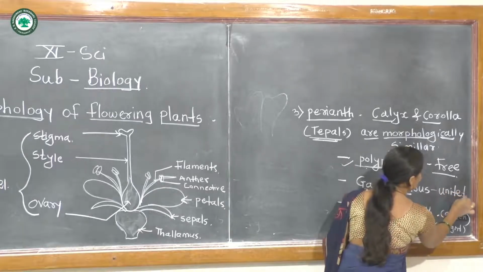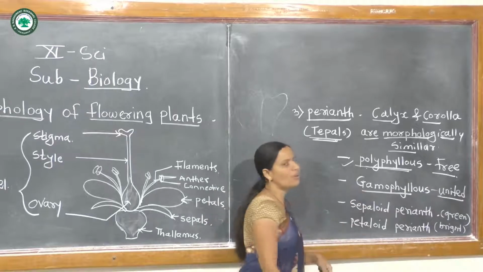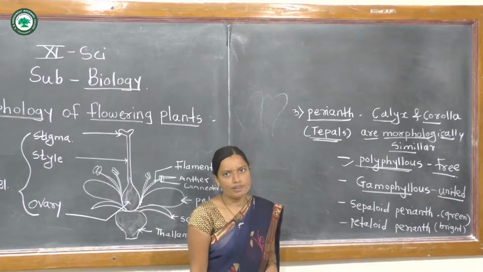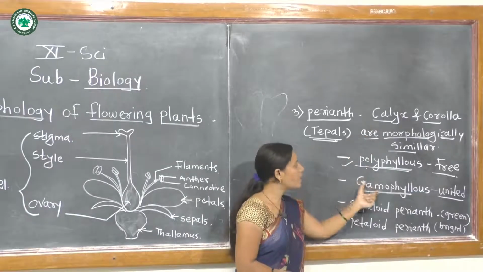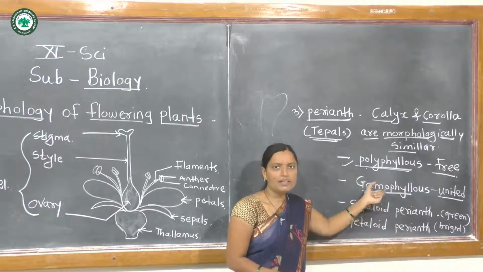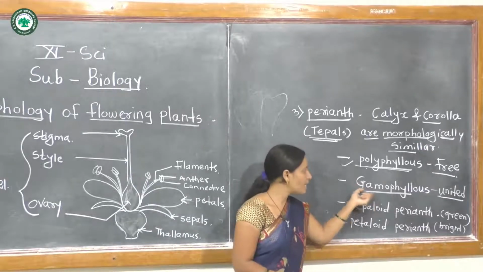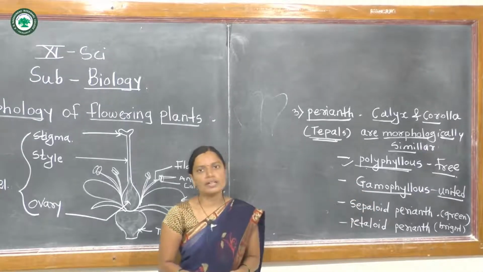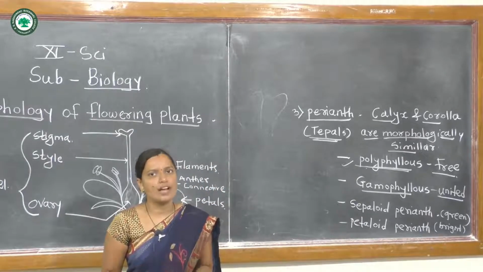These tepals are united in some flowers, and this condition is called the gamophyllous flower. These calyx and corolla are united. They are fused with each other. They cannot be free, and this condition is called the gamophyllous condition, which means the perianth is gamophyllous.